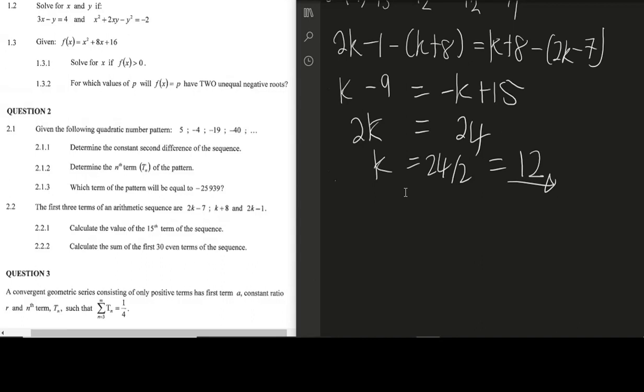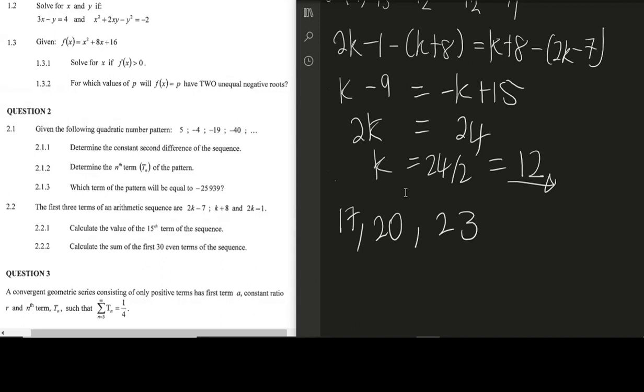Now our sequence should look like this: the first term is 2k minus 7. If k is 12, 2 multiplied by 12 is 24, minus 7 is 17. Then k plus 8, k is equal to 12, plus 8, that gives us 20. And then 2k is 2 times 12, which is 24, minus 1, which is 23. So as you can see, the difference between our terms is equal to 3.